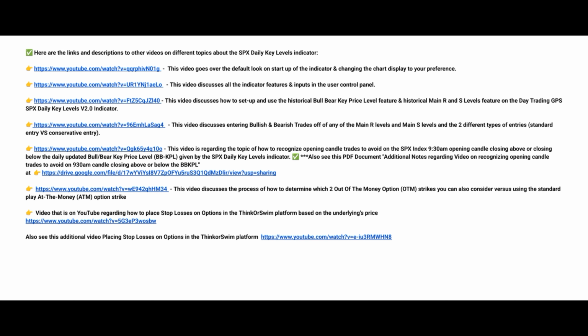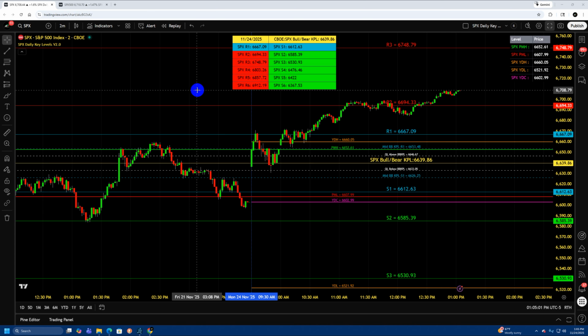Hello, in today's video we're going to go over the basics of how the Day Trading GPS SPX Daily Key Levels indicator works, specifically the V2.0 version of this indicator, which was released several weeks ago. This indicator works on the TradingView platform, and it works on two different SPX symbols on the TradingView platform. So the first symbol and the main symbol that it works on is the SPX symbol under the CBOE exchange.